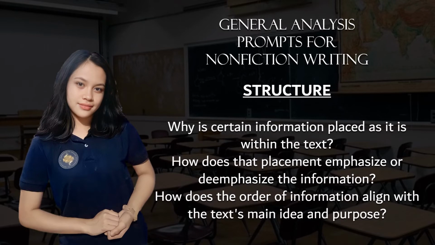Structure. Why is certain information placed as it is within the text? How does that placement emphasize or de-emphasize the information? How does the order of information align with the text's main idea and purpose?